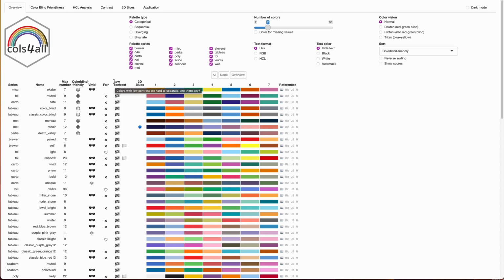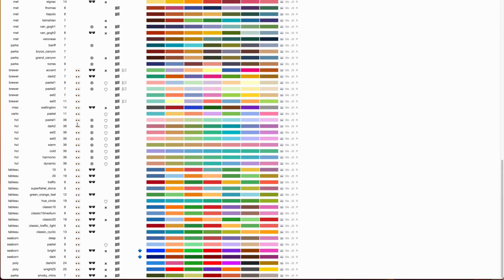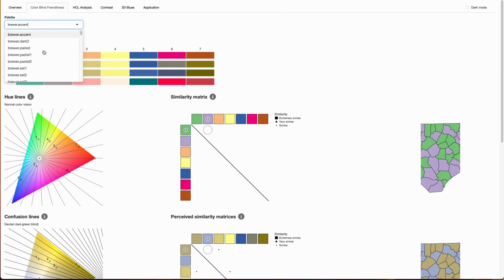So we look at contrast, whether there's low contrast between any 2 colors. If that's the case, then you need borderlines to separate them. I'll come back to that in a second. So first, colorblind friendliness. For instance, a palette that's not colorblind friendly is Tableau Classic 10. So let's dive into that. Tableau Classic 10.